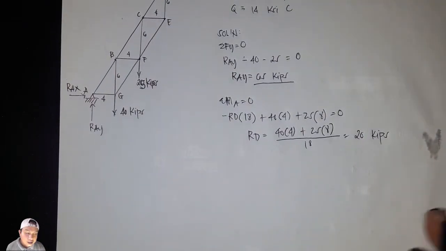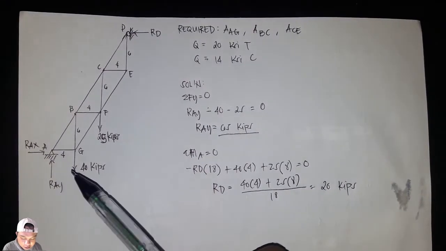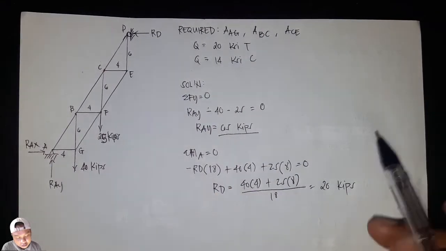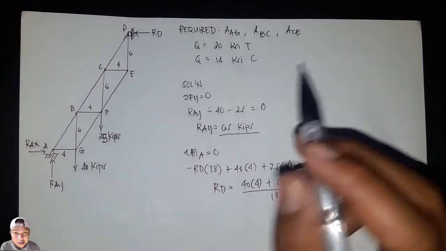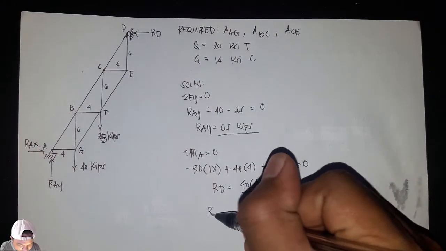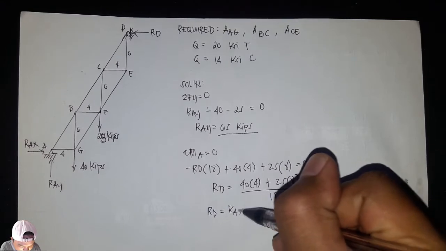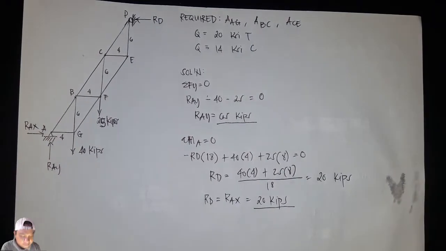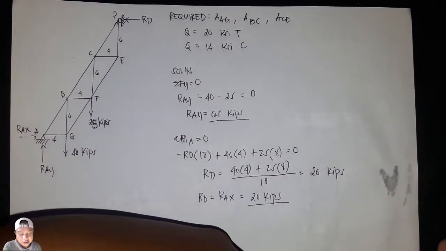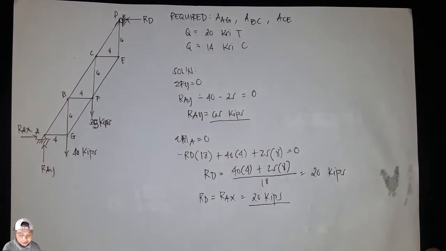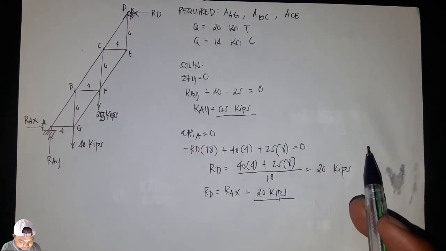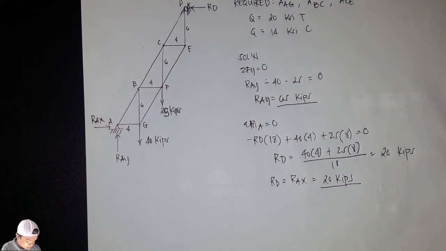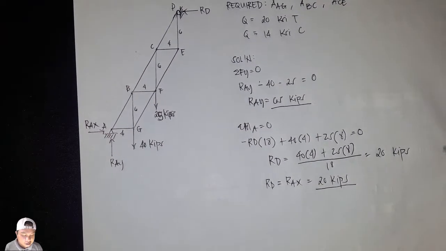So napansin nyo, wala nang ibang forces na horizontal. It's RD and RAX lang. So dapat sila mag-counter to each other. So meaning, RD is just equal to RAX equals to 20 kips. Kasi sila lang dalawa yung forces along x-axis. So meron tayong mga reactions. So yun yung first step natin to proceed sa solution natin.